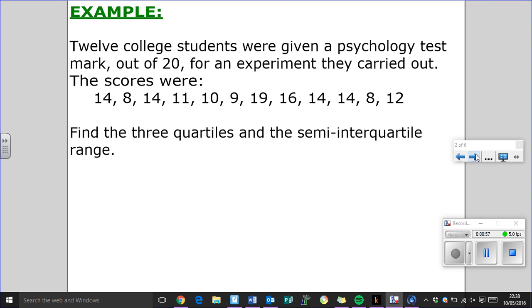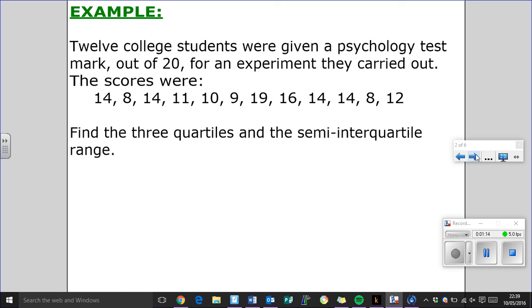12 college students were given a psychology test marked out of 20 for an experiment they carried out. Scores were 14, 8, 14, 11, 10, 9, 19, 16, 14, 4, 8, and 12. Find the 3 quartiles and the semi-interquartile range.